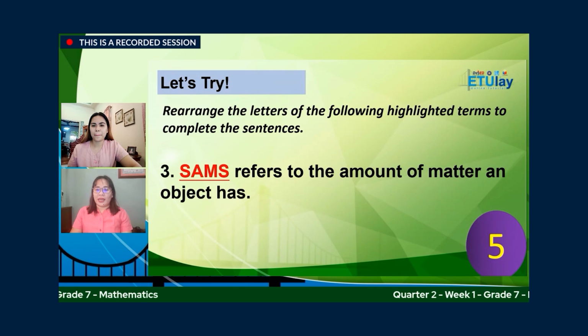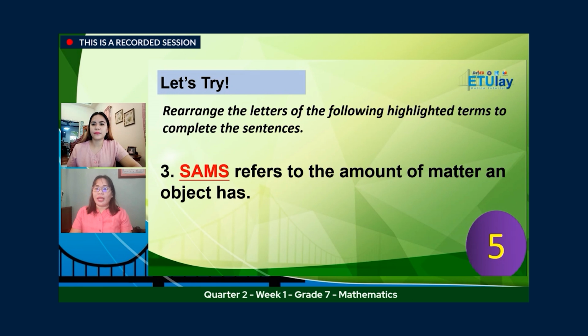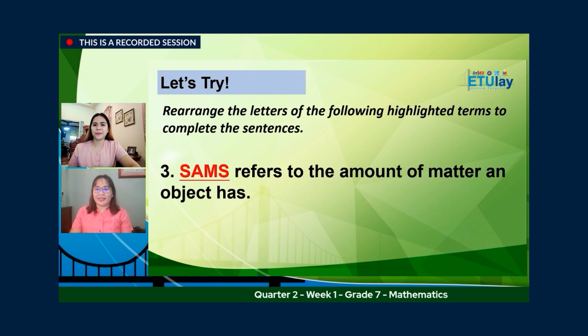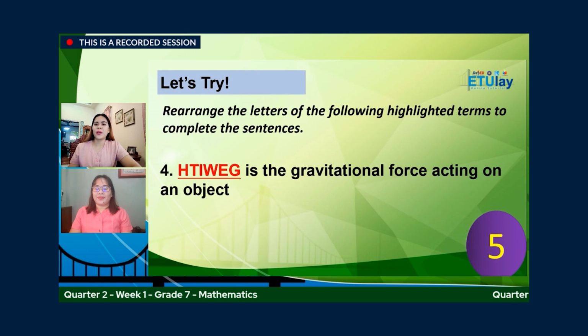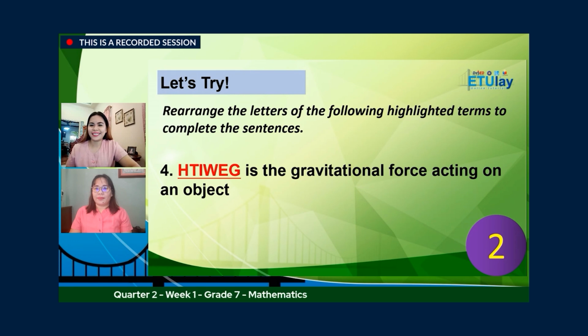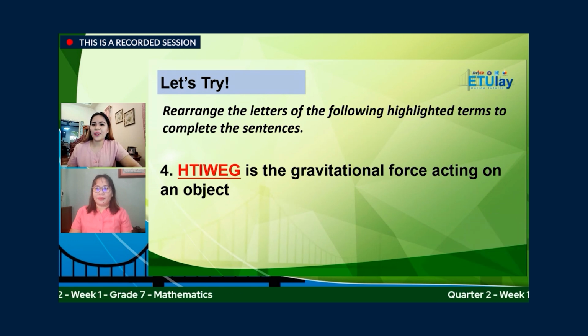For number 3, blank refers to the amount of matter in an object. The answer is mass. Okay, number 4. It is the gravitational force acting on an object. What is that? Okay, if your answer is weight, good job.